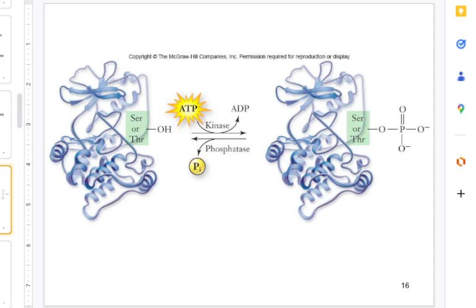So this is one easy way to show, okay, well, if we want to signal a cell, how do we stop that signal from happening? Well, in one direction, we can just add the enzyme kinase, and that's going to change ATP to ADP, and it's going to phosphorylate or add a phosphate group to this structure. On the other hand, if we simply add the enzyme phosphatase, we can lose that phosphate group and regenerate this protein or amino acid back into its original form.